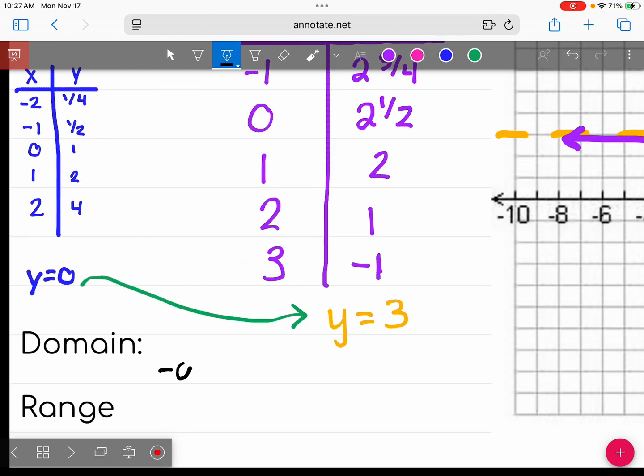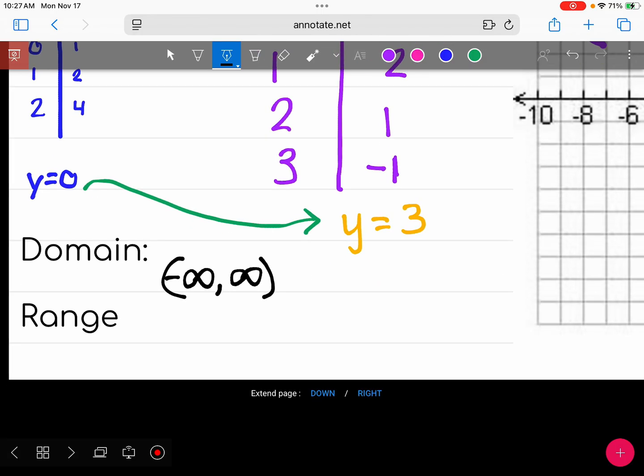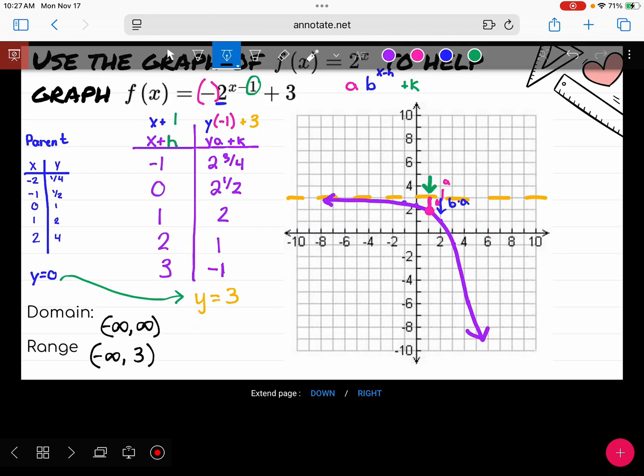Negative infinity to positive infinity. It's all real numbers. What's our range on this one? Negative infinity to 3. Do we include the 3 or exclude the 3? Exclude the 3. I can get real close to 3, I can lean on the 3, but I cannot actually equal 3.